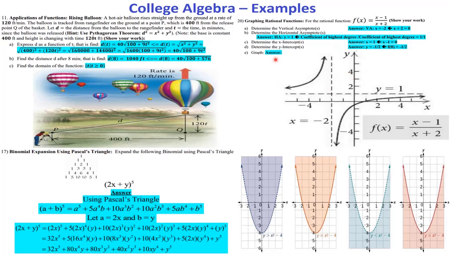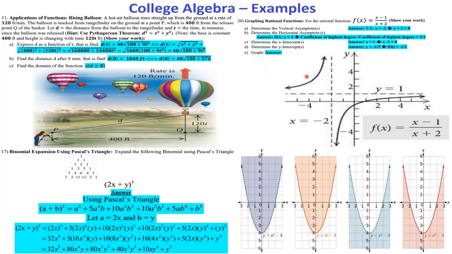Then determine the horizontal asymptote. The horizontal asymptote is simply the coefficient of x over the coefficient of x, which is 1 over 1. So y equals 1 is the horizontal asymptote. Determine the x-intercept: simply set the numerator equal to 0, so x equals 1 is the x-intercept. To determine the y-intercept, simply put x equal to 0, which gives minus half as the y-intercept.